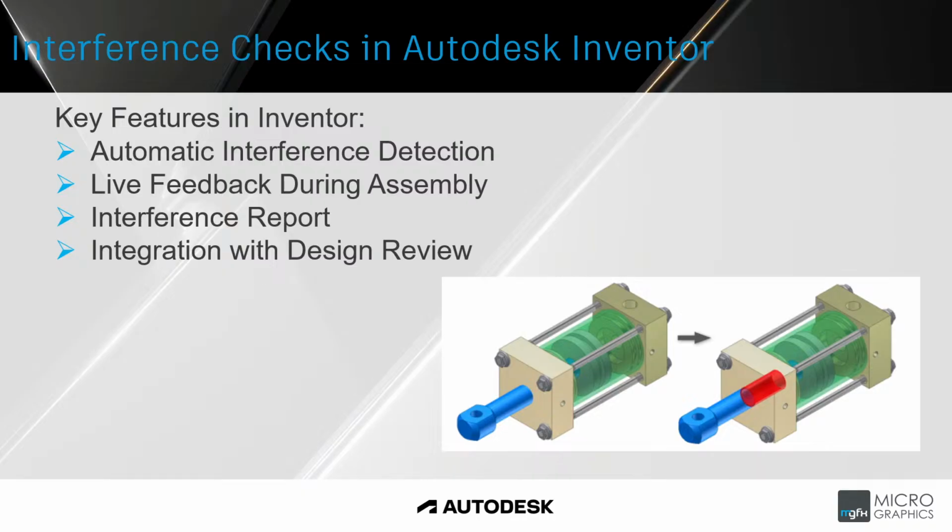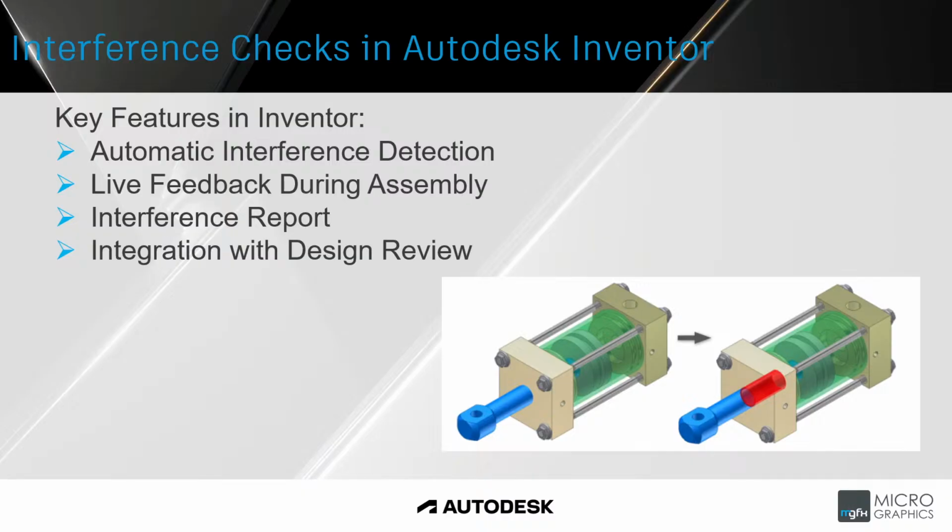Now, what is an interference check? An interference check analyzes two or more components within an assembly to see if their volume intersects. Overlapping geometry indicates a design flaw, such as components occupying the same space, which would lead to manufacturing or assembly issues. The key features within Inventor would be the automatic interference detection.